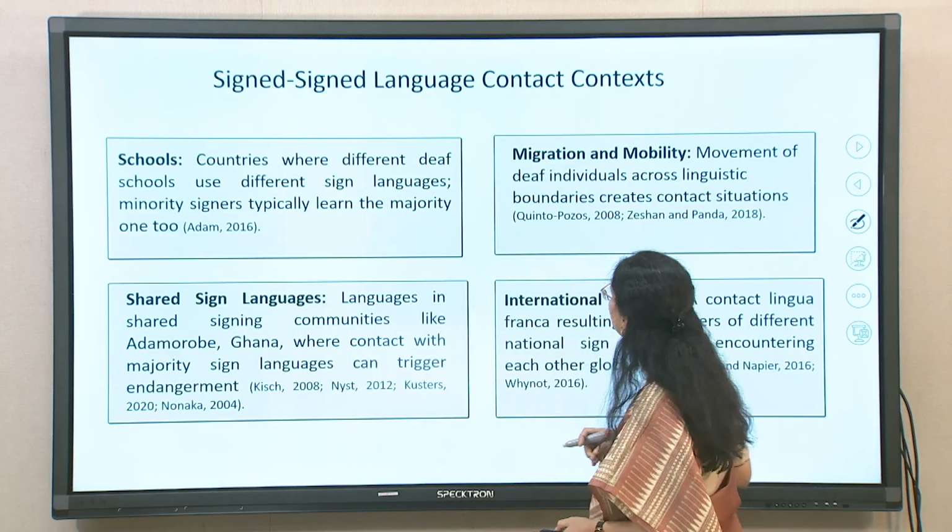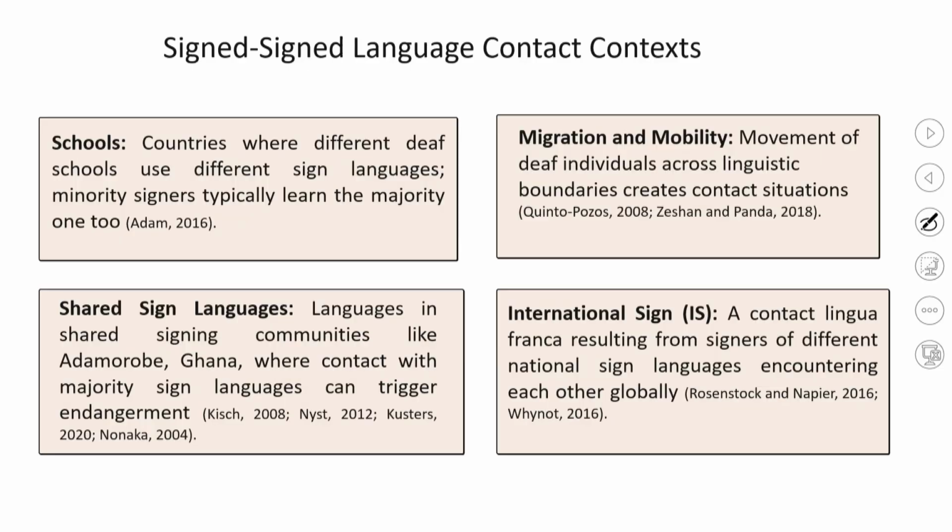Now, signed and signed language contact, when two different sign languages come in contact, of course, one is school. So, countries where different deaf schools use different sign languages, minority signers typically learn the majority sign. So, this is like just as we have minority language and majority language speakers tend to learn the majority. Similarly, in the situations where two different signs come together in schools or other such kind of institutes, then the minority signers will learn the majority sign.